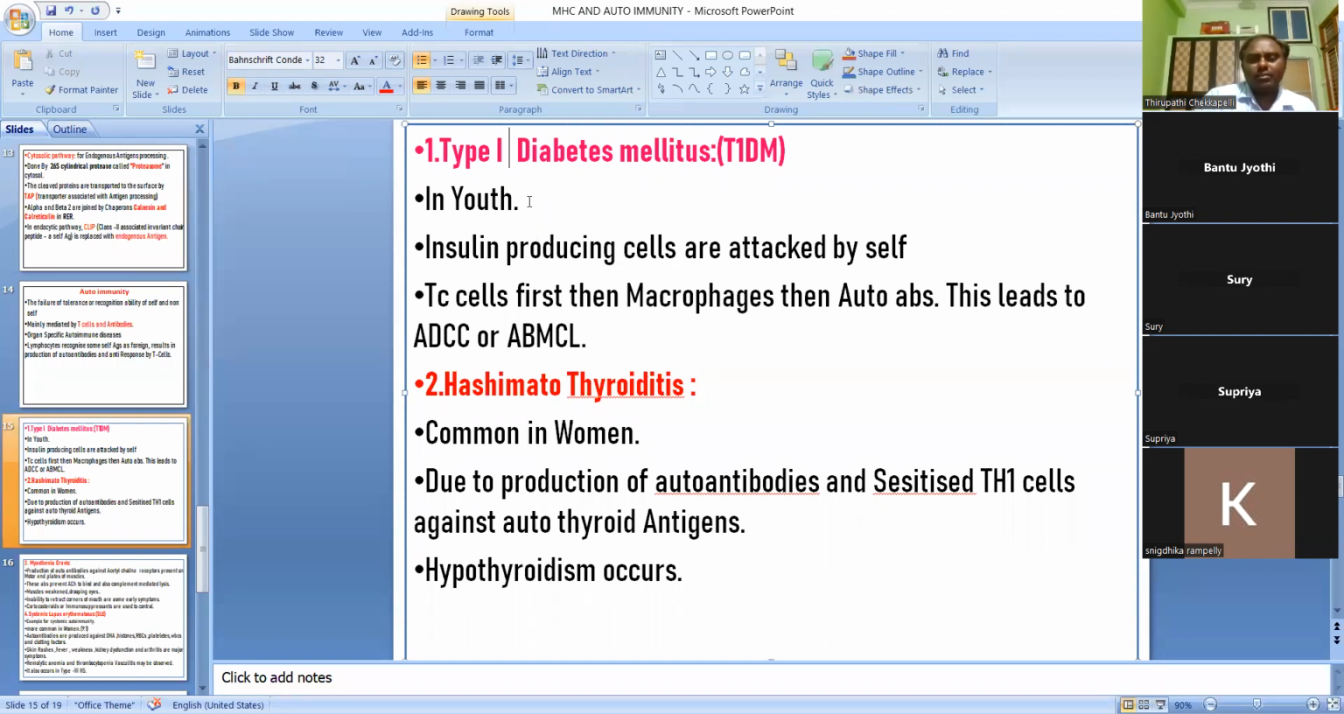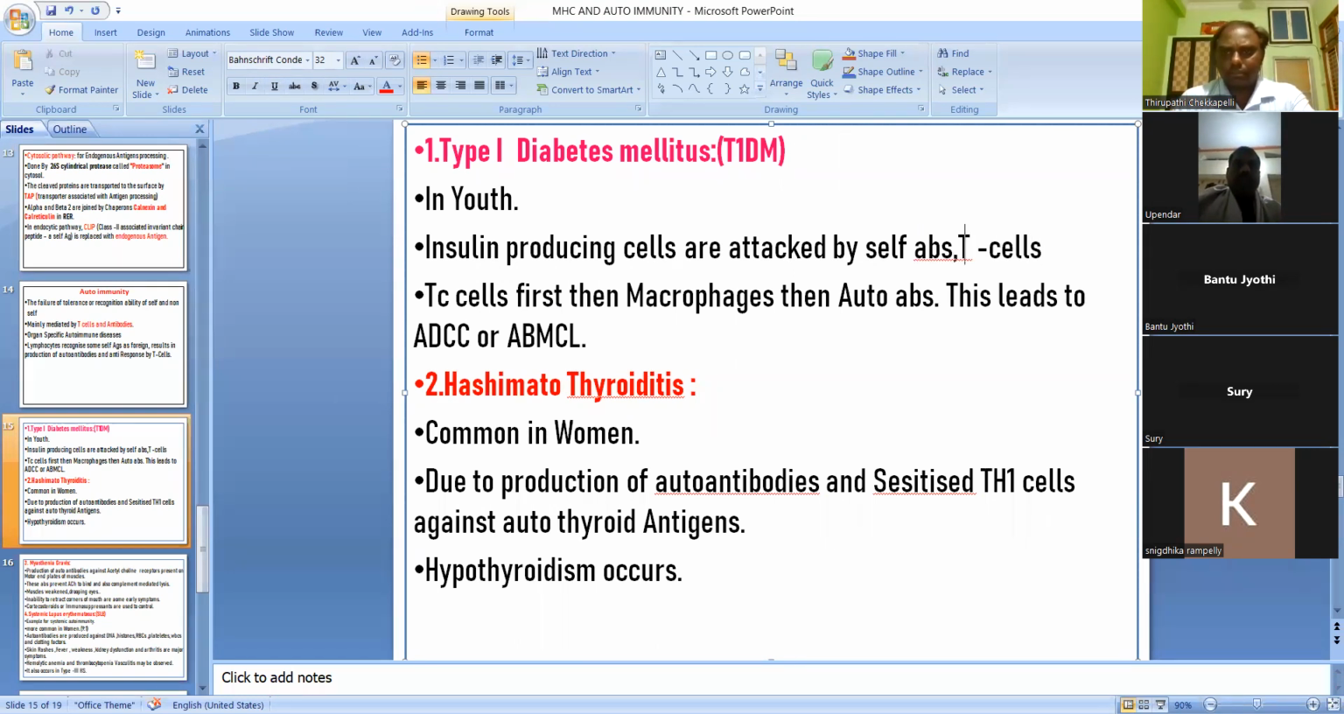It is seen in youth, for various reasons. Due to the reasons for autoimmunity, there are only a few reasons. So what happens in this type 1 diabetes mellitus? Insulin producing cells are attacked by self antibodies or self T cells.